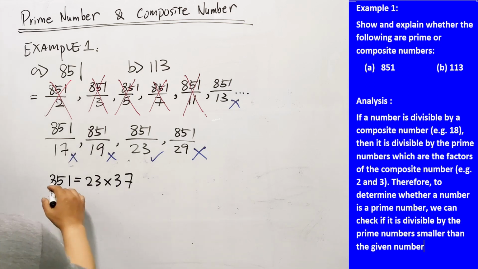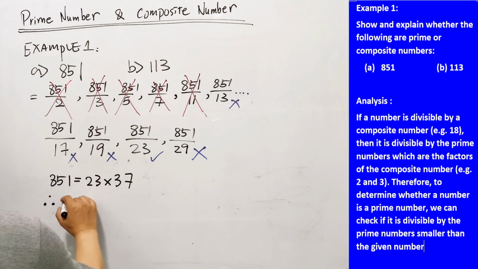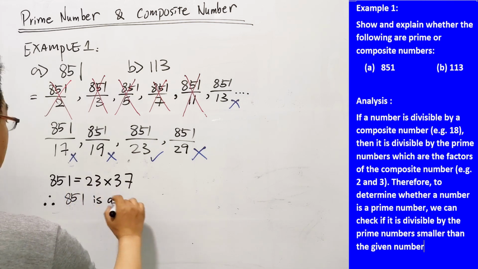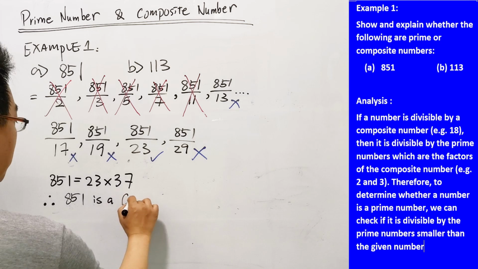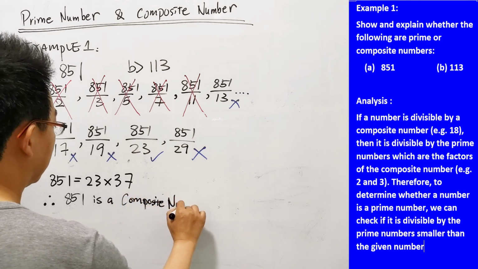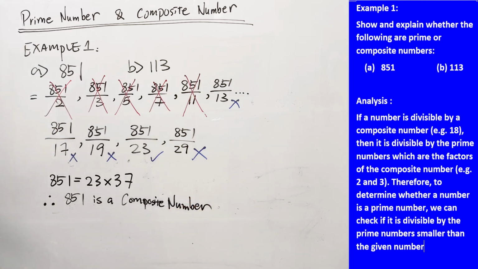So 851 is a composite number. It's not a prime number, it's a composite number. This is clear, right? So let's look at 113.